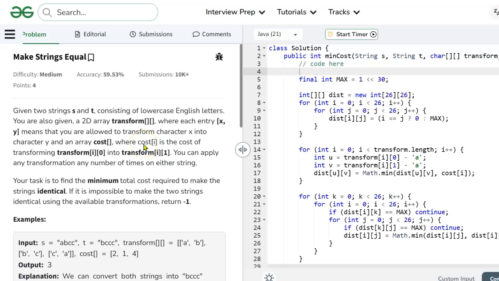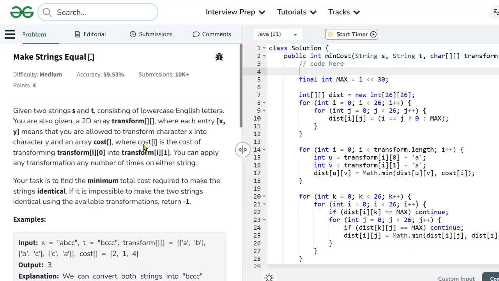Today's problem is Make Strings Equal, difficulty medium. You are given two strings, S and T, consisting of lowercase English letters. You are also given a 2D array transform, an array of two-element arrays, where each element is a lowercase letter, each entry X, Y meaning that you are allowed to transform character X into character Y.